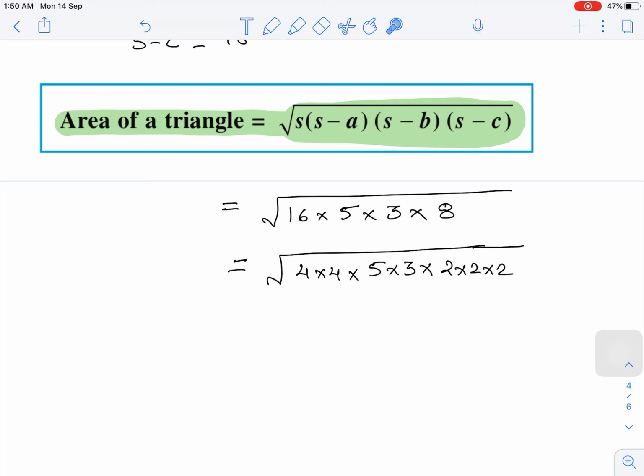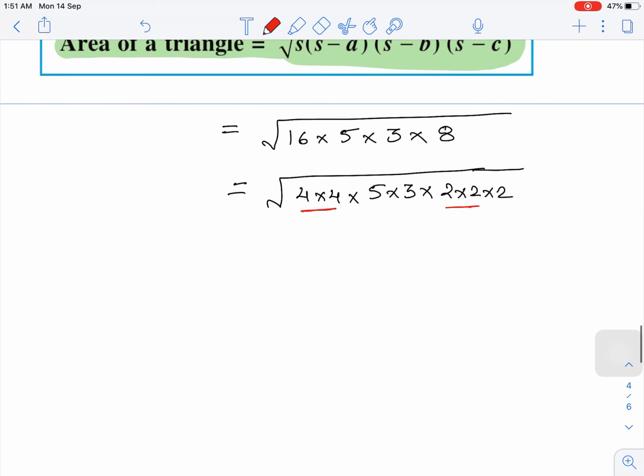Now we have to check which numbers are repeating themselves 2 times. Here 4 is repeating 2 times, and 2 is repeating itself 2 times. The numbers which repeat twice, 4 and 2, we will remove out of the root and write only one time. So you will get 4 into 2. Inside the root, what remains is 5, 3 and 2, so we write 5 into 3 into 2.